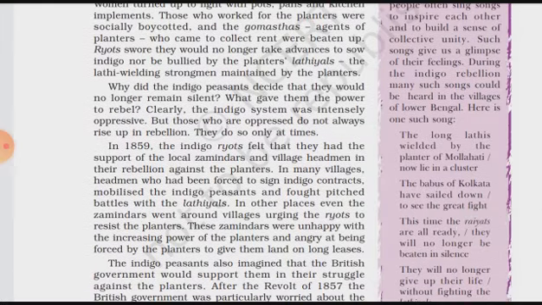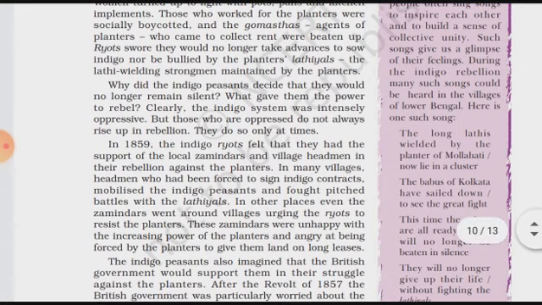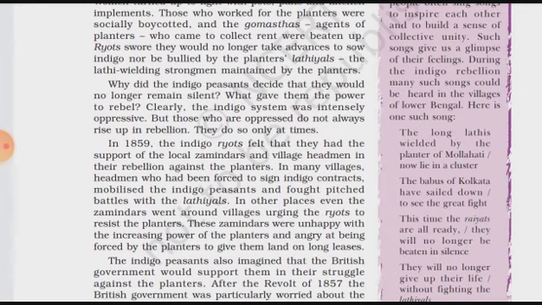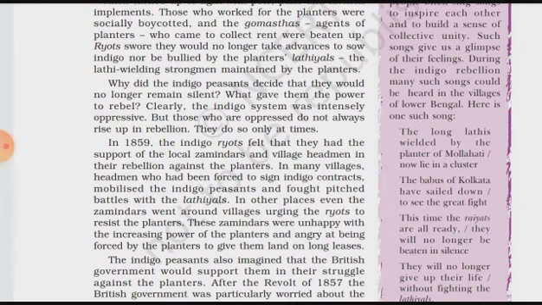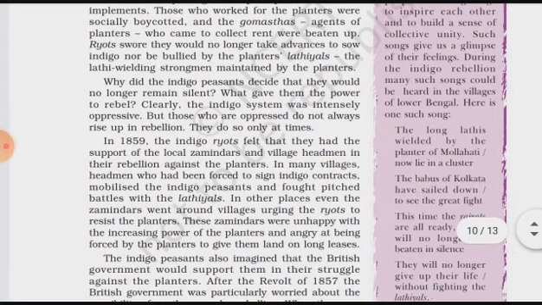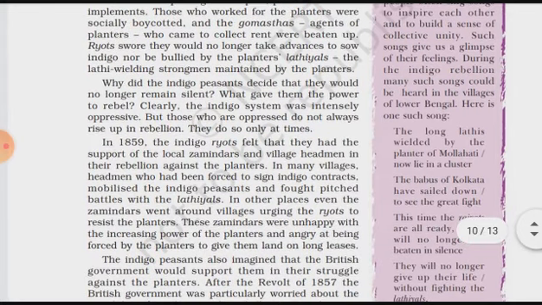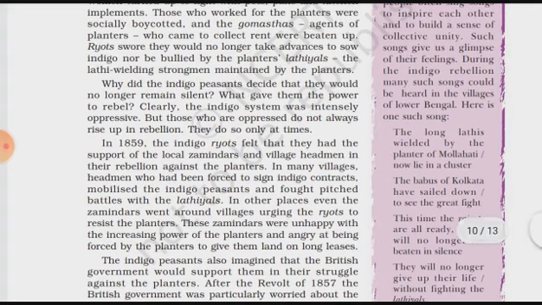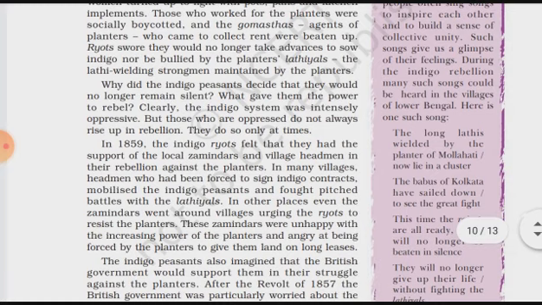The ryots swore, they took the oath, that they would no longer take advances to sow indigo, nor be bullied by the planters' lathials, the lathi-wielding strongmen maintained by the planters. They promised themselves that they would no longer grow indigo in their fields, and would not take any advance to sow indigo. They would also not be bullied, meaning they would not be affected by the bullying shown by the lathials, the lathi-wielding strongmen maintained by the planters for their security.